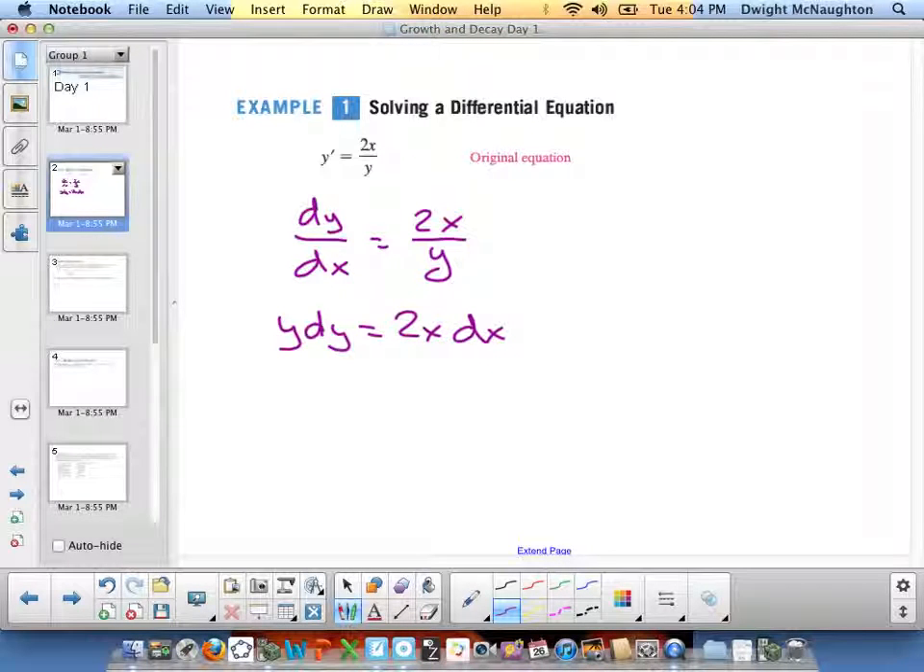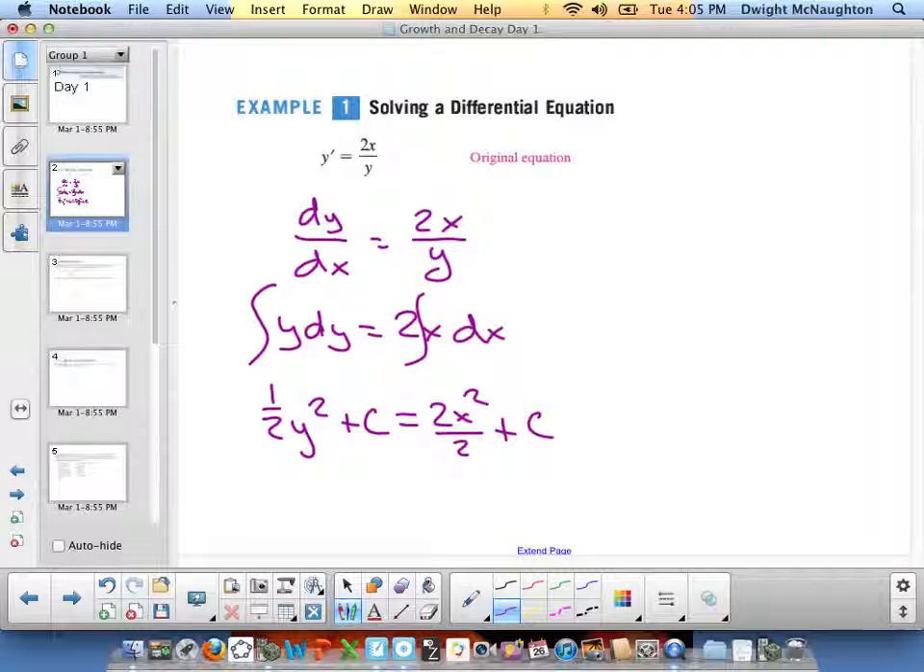And how do I solve derivatives? Well, work backwards, take the antiderivative. The antiderivative of y is 1/2 y squared, plus c. The antiderivative of 2x is x squared, or 2x squared over 2, plus c. Well, these are different constants, so I'm going to do c1 and c2 on these.